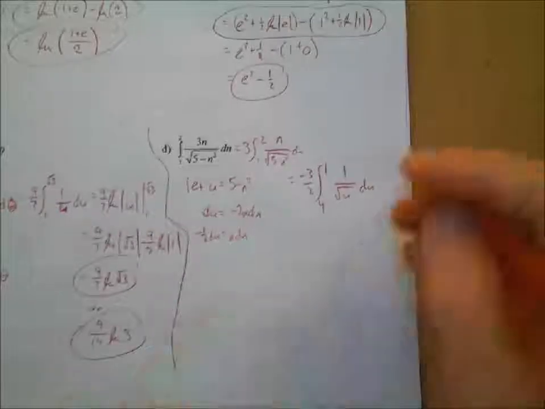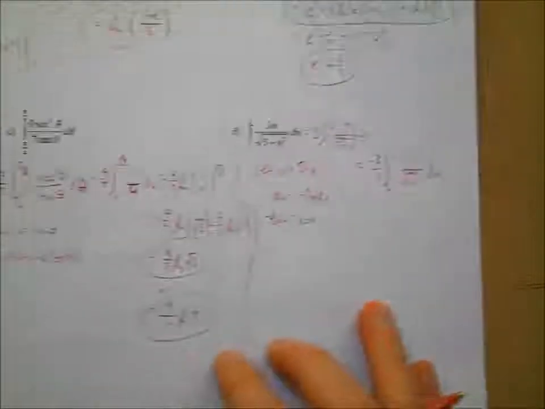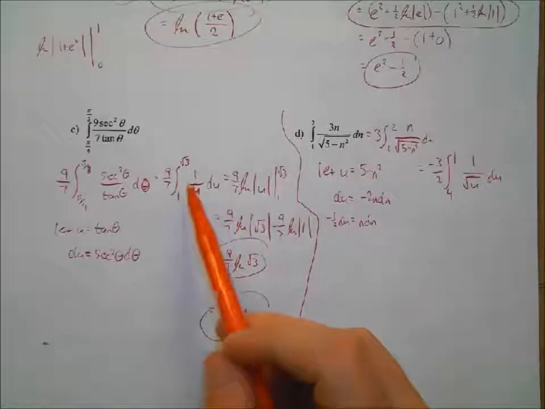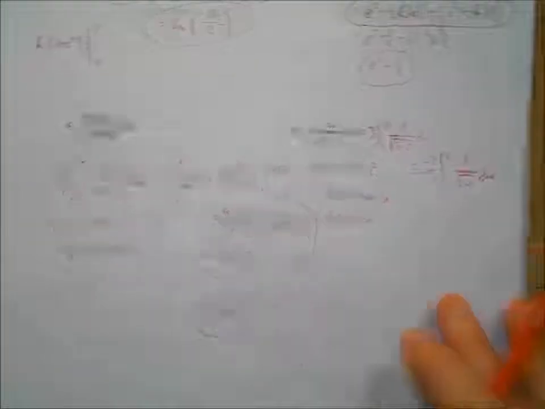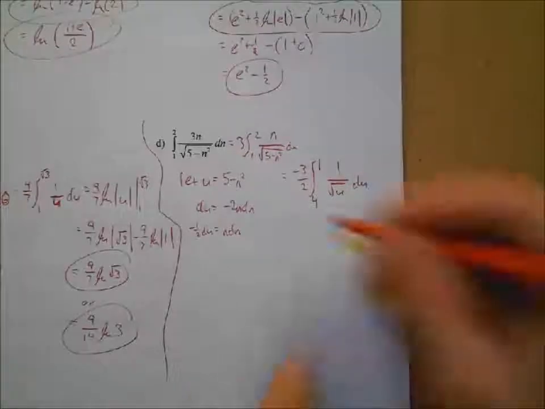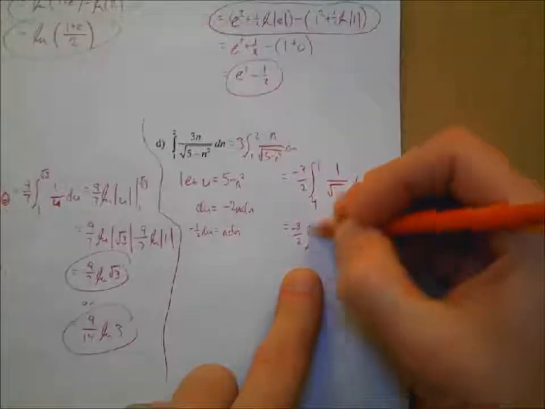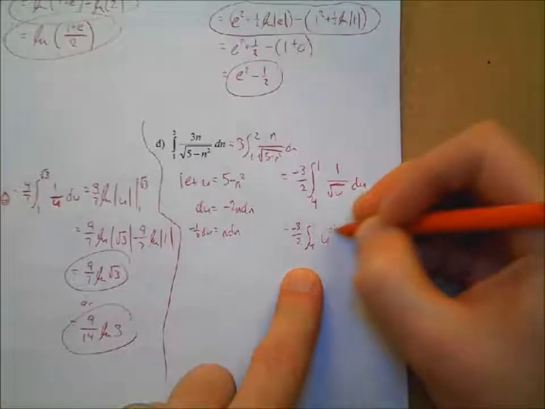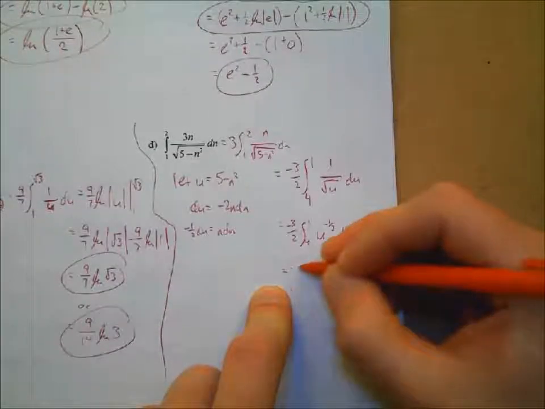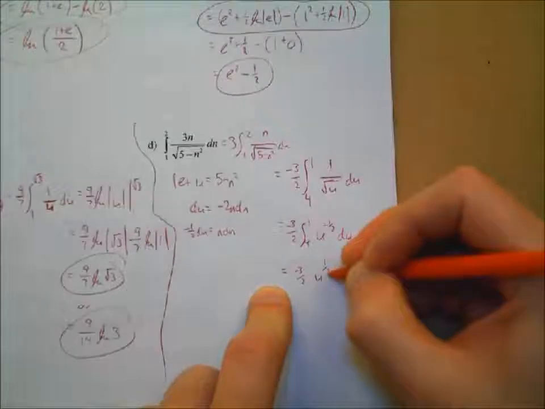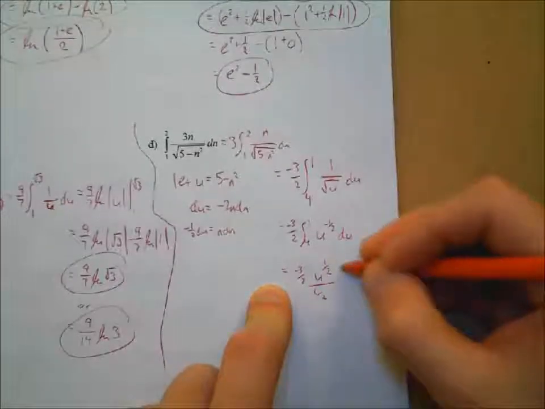No, wait. Integral of 1 over u, 1 over u to the 1, is natural log. Integral of 1 over the square root of u, that's the same thing as u to the negative 1/2 du. We add 1 to our exponent here, it becomes u to the 1/2 over 1/2. Evaluate it from 4 to 1.